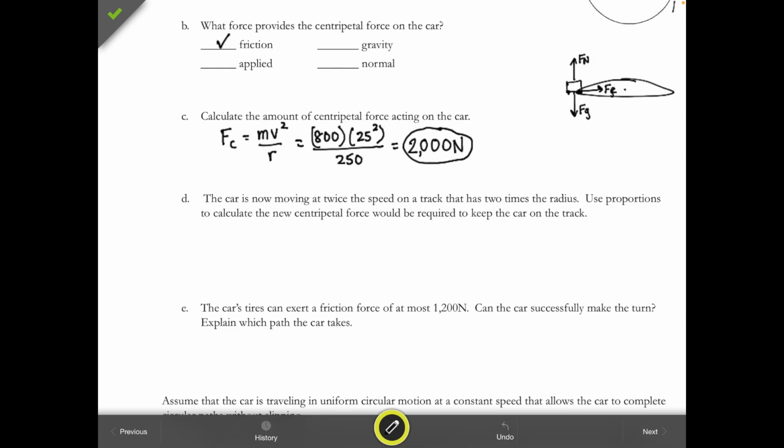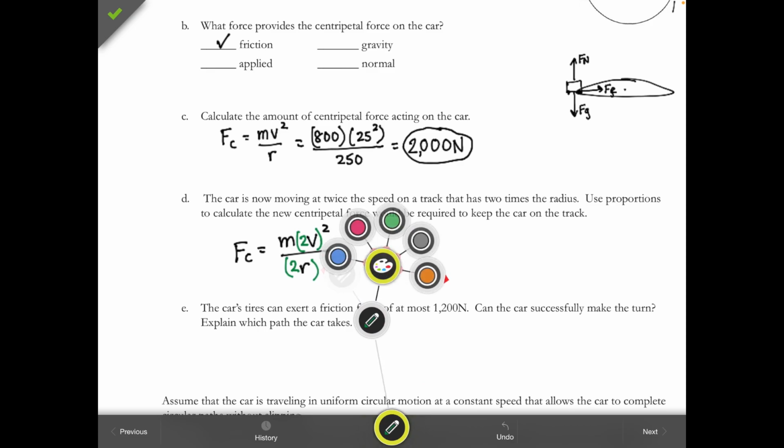Now it says calculate the new centripetal force if the track has twice the speed and 2 times the radius. This is a proportions problem, and I can tell because I'm trying to compare one situation to another. My original car had a speed v, but now I'm putting in twice the speed and 2 times the radius. Notice that in the denominator, when I apply the distributive property, this reads m 2 squared v squared over 2r. When I do this, I'm making sure that I distribute the 2 to both variables inside the parentheses.